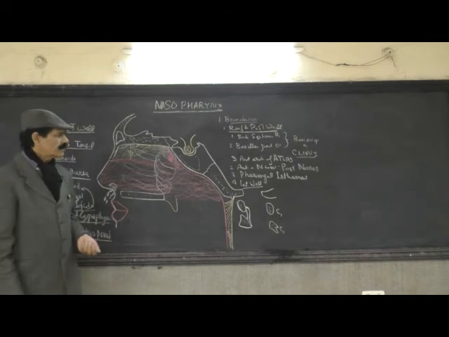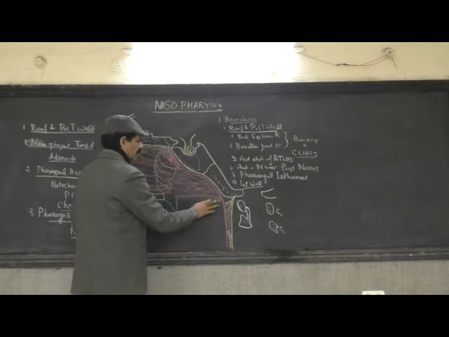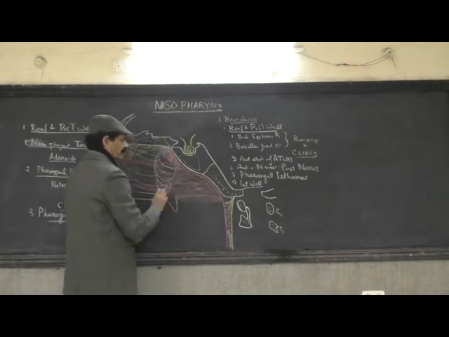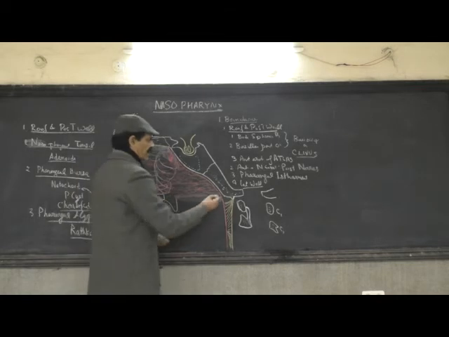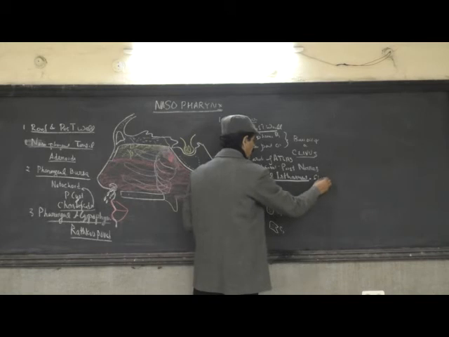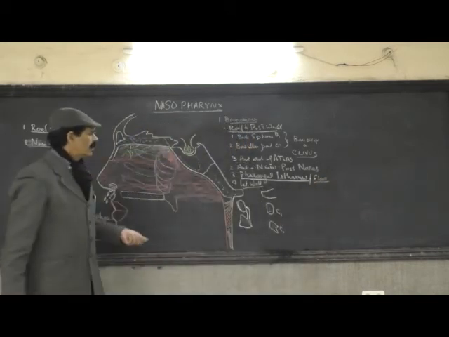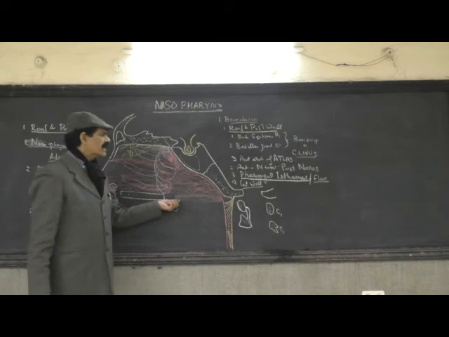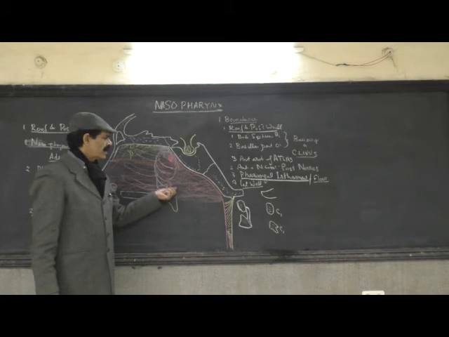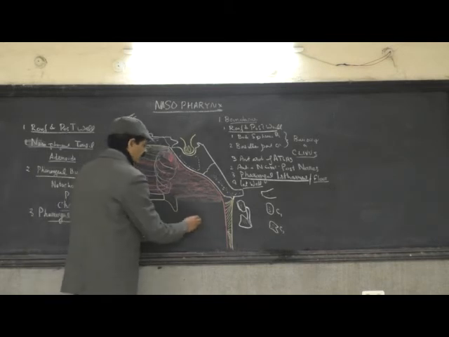Then comes the floor of the nasopharynx. This is the floor. That is called the pharyngeal isthmus. So the floor of the nasopharynx is called the pharyngeal isthmus. It divides the nasopharynx from the oropharynx, because we know this is the oropharynx.